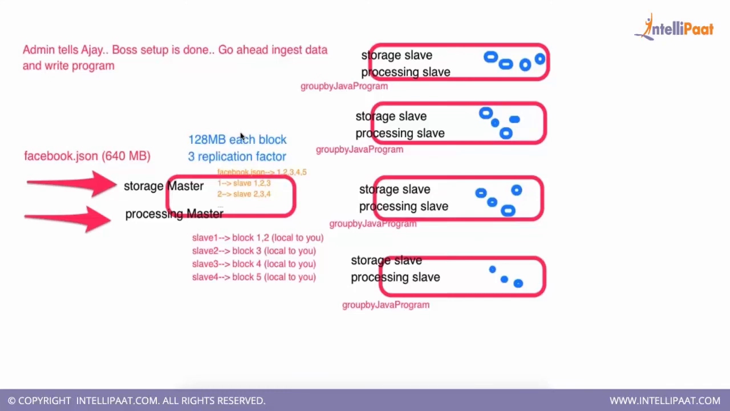Are you getting it? So it is not based on the number of slaves, it is the size of the file divided by 128. You get, let's say, 5 blocks. And now those 5 blocks are to be distributed among 4 slaves. That's the idea.